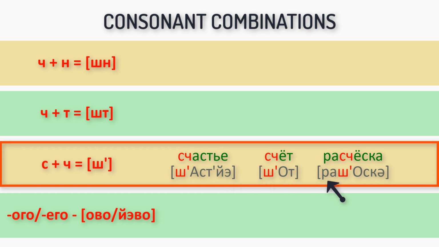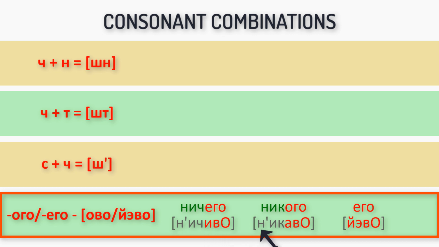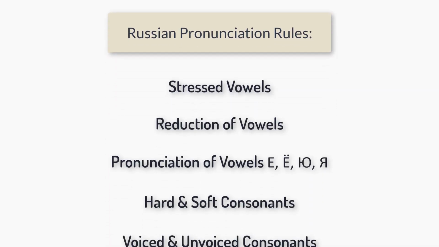Счет, расческа. Ого, его. The consonant G is pronounced like V when it comes usually at the end of the word and between two vowels. Ничего, никого, его. Okay guys, that was it for today's lesson. Now you've completed all the basics of Russian pronunciation.